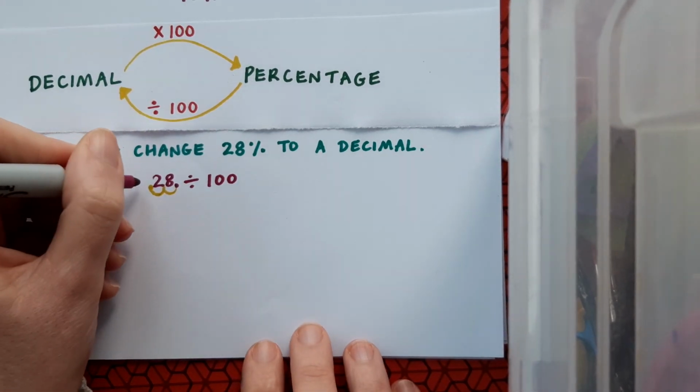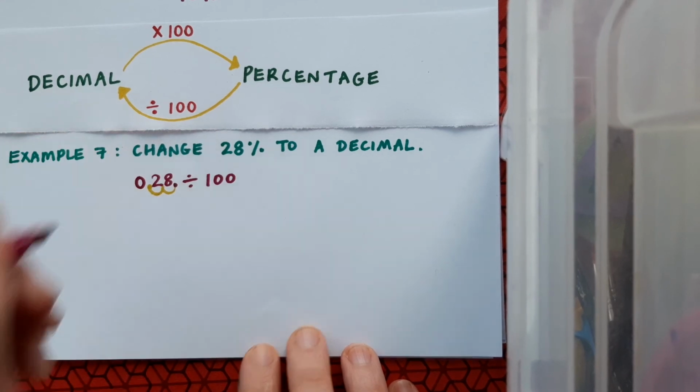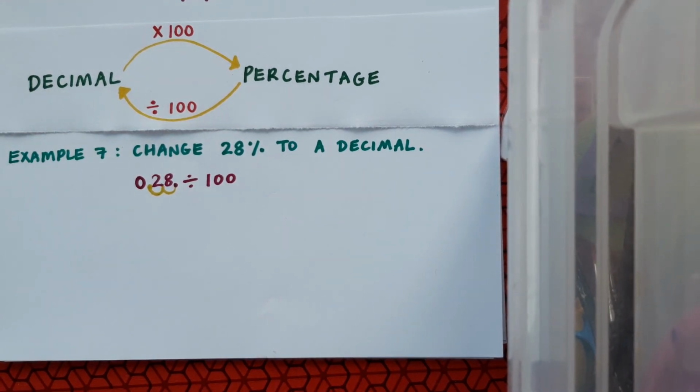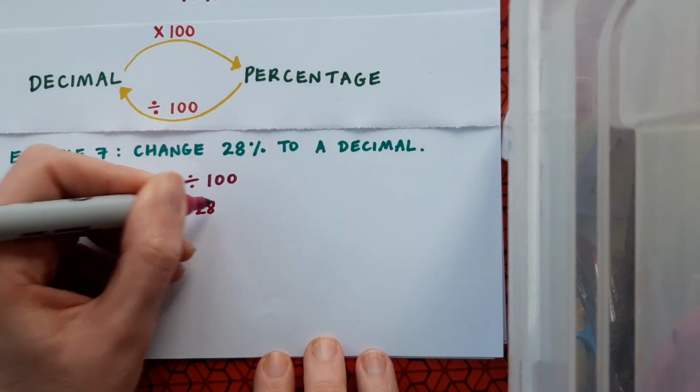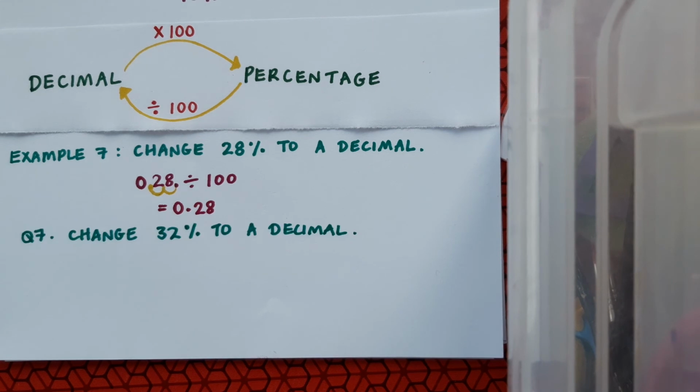If you like, you can put a 0 in front there so that you've got a number on the other side of that decimal place once it's been moved. And so 28% as a decimal is just 0.28. Okay, here's one for you now.